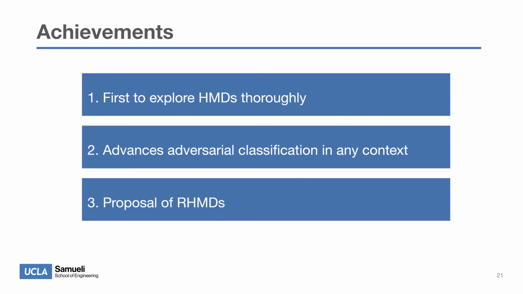So going on to the next slide. Why is this work significant? In the past, there has been work on evasive malware detection in the context of software malware detectors, and there have also been HMD proposals that discuss the possibility of malware evasion, but this paper is the first to explore HMDs in detail and develop further solutions. So this work advances adversarial classification in any context and not just HMDs.